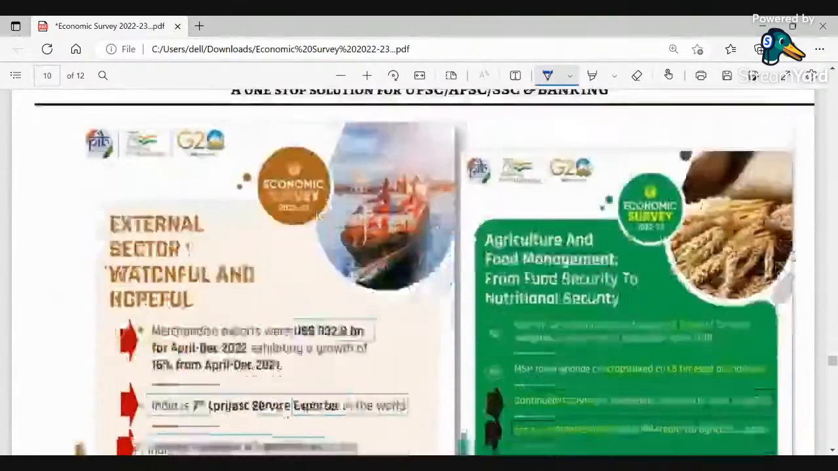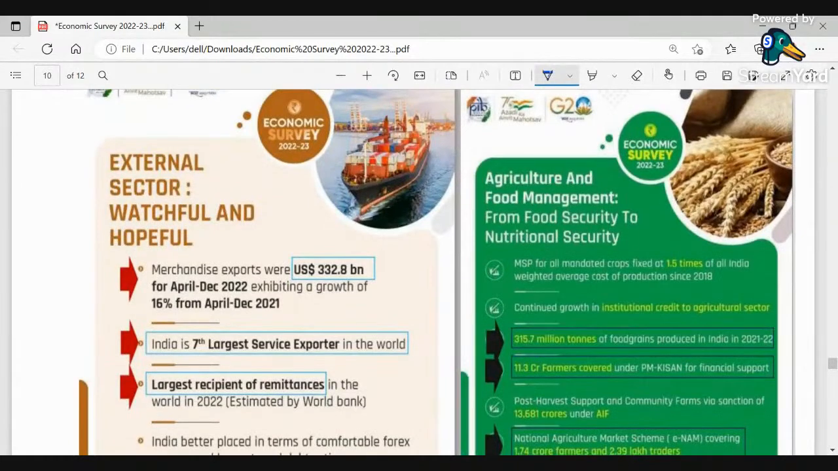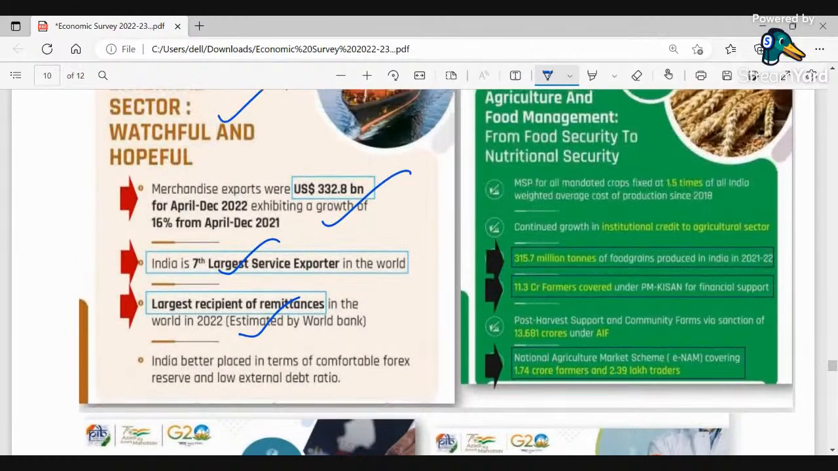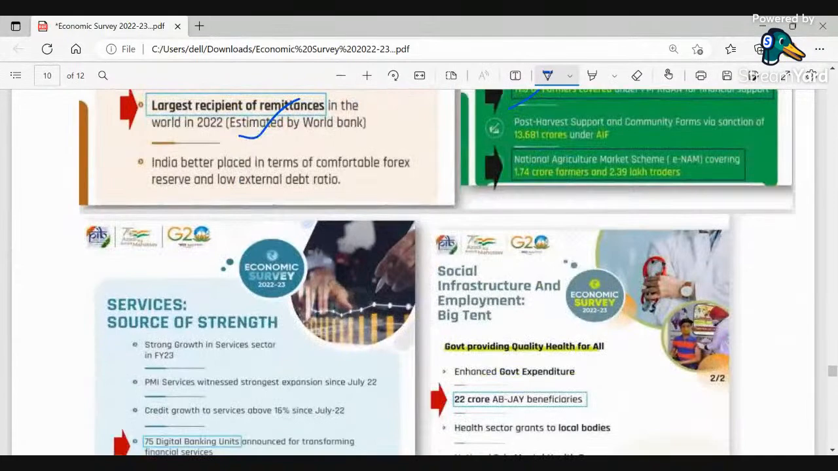Okay, so the external sector: watchful and hopeful. How does merchandise come? India is the 7th largest service exporter in the world. A couple of points are written here. The same things I have already given in the questions. So all these things are covered over here. You can even see by reading these particular things.